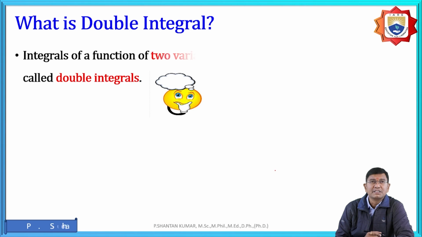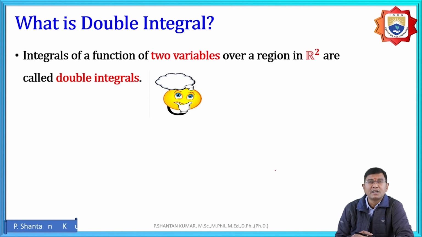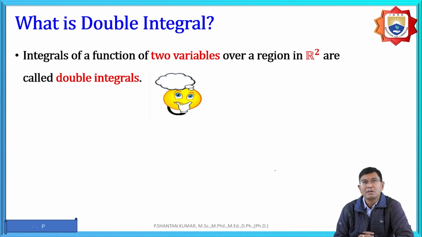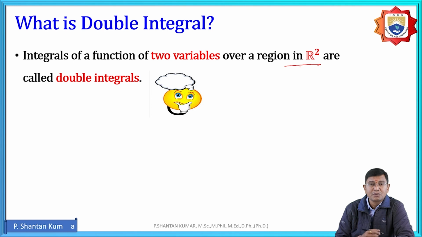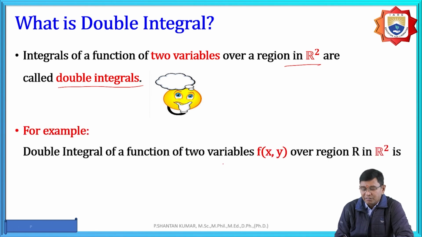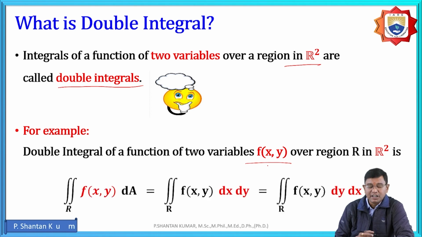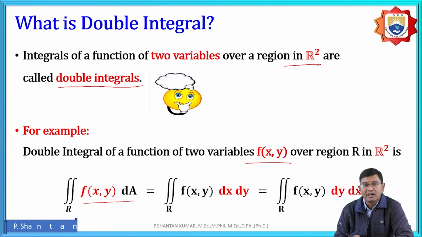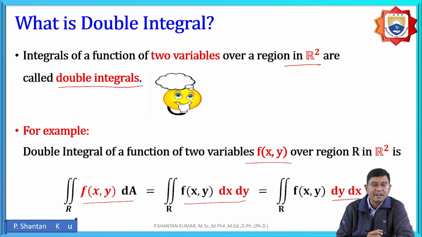Here, the double integration is the integral of a function of two variables over a region in R squared, that is R2. The region is in two variables, with two integrations, and it is called the double integration. For example, the double integral of a function of two variables f of x comma y over R squared is called a double integration. It is f of x comma y dA, where A is the area, in the variables x comma y, and sometimes y comma x.